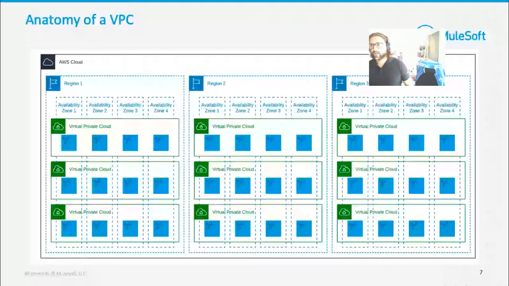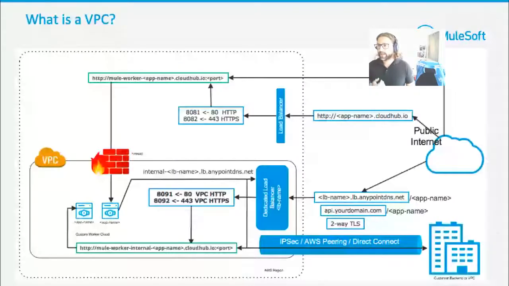Each Mule VPC will get a dedicated range of private IP addresses for your workers. And each Mule VPC will have its own firewall to secure access to the workers that we are deploying within this VPC. And having a VPC will allow us to establish a connection to your data centers, whether they are on-prem or they are in a cloud provider of your choice. But for this, to connect your CloudHub applications to your data center, you need a VPC.